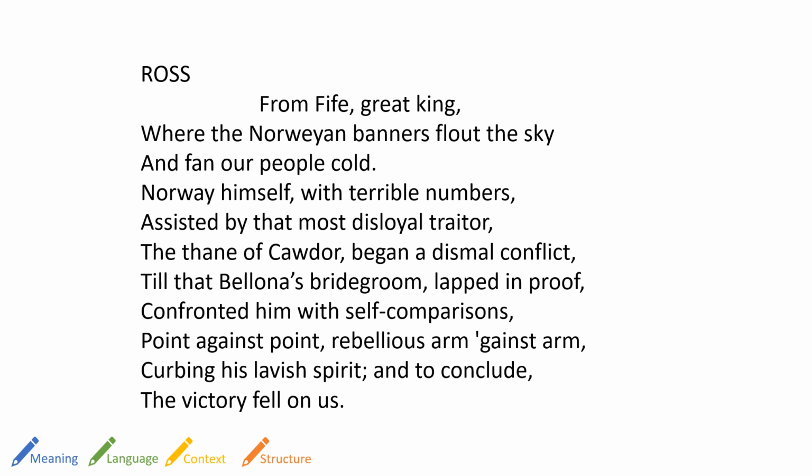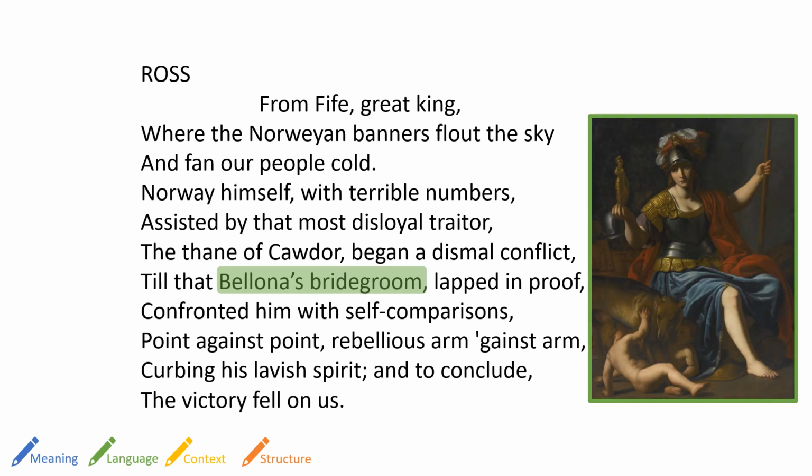He then describes Macbeth as Bellona's bridegroom, the Roman goddess of war. He's suggesting that Macbeth is the husband, the bridegroom of the goddess of war herself, again supporting absolutely everything the sergeant has just told us. "Lapped in proof, confronted him with self-comparisons, point against point, rebellious arm against arm, curbing his lavish spirit, and to conclude, the victory fell on us." We know at this point Macbeth has defeated both the armies, won both of the battles for King Duncan, and done it in an incredibly heroic manner.